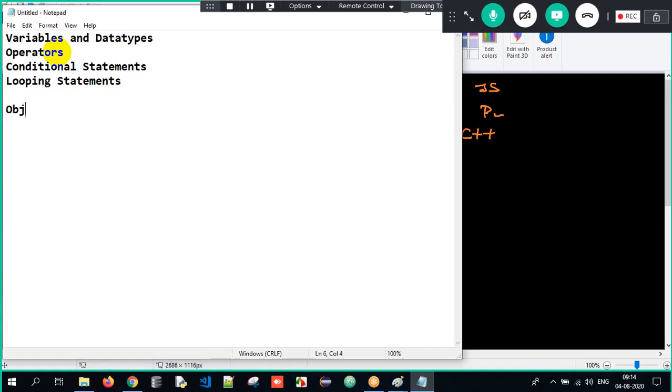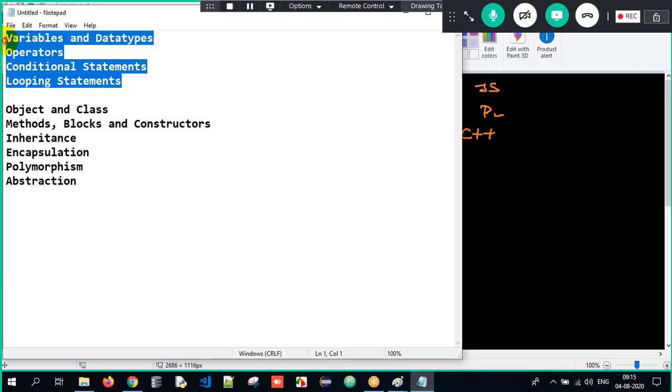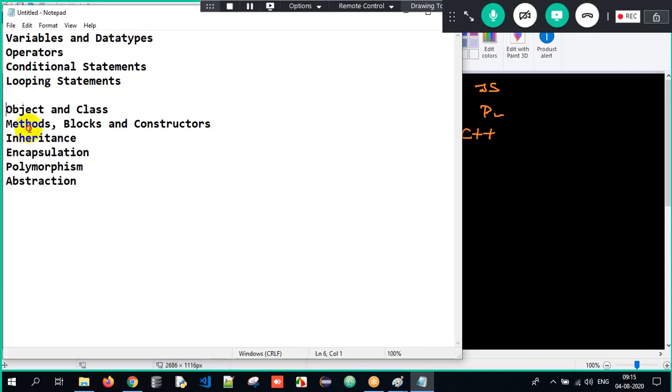Then we would be getting into object oriented programming. You'll be learning what is object and class. Then you'll be learning what are methods, what are blocks, and what are constructors. And then we have inheritance, encapsulation, then polymorphism, then abstraction. So these are the core Java, the basic things which you'll be learning in Java.